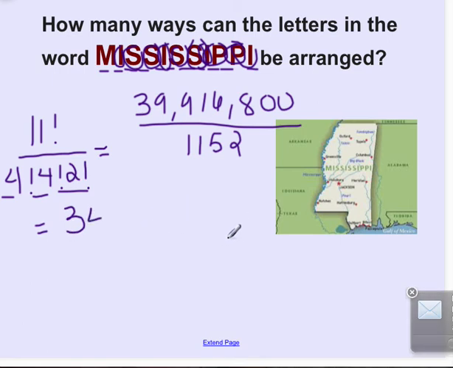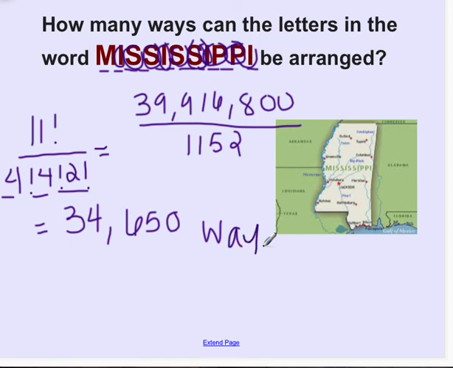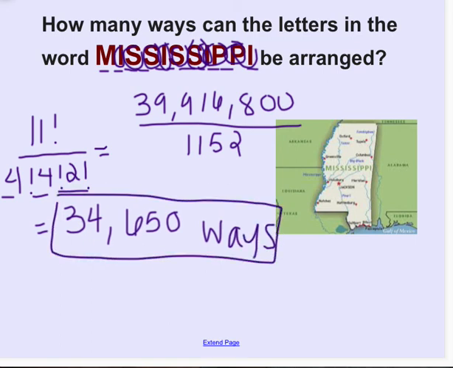34,650 ways. So that's how many different ways you can arrange the word Mississippi, because it doesn't matter which S is first, because it's going to be an S. It's not going to look any different. So that's why we have to divide by that extra part for the letters. Let's just take a look at one more example.